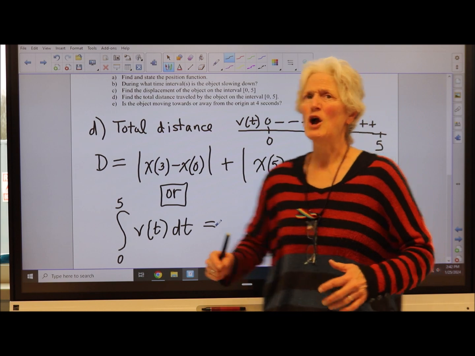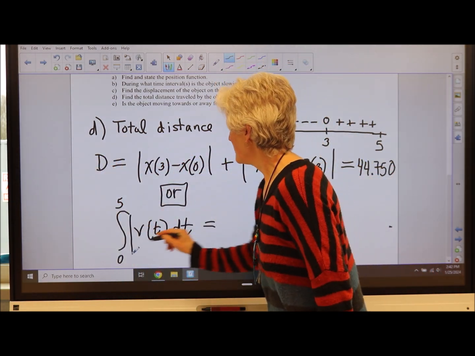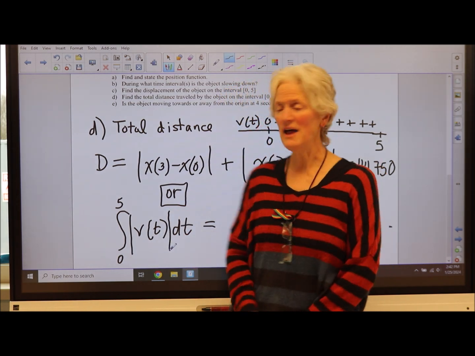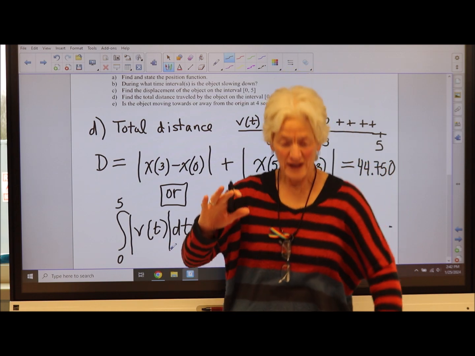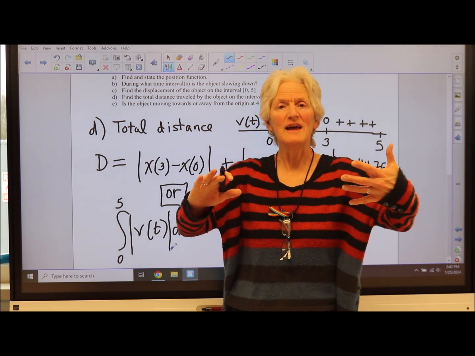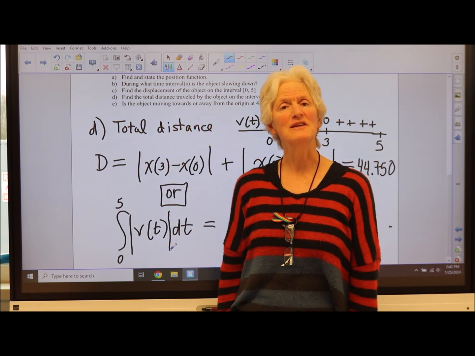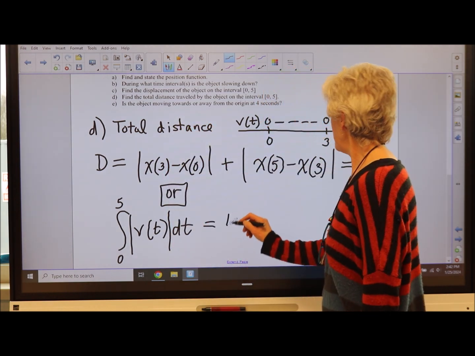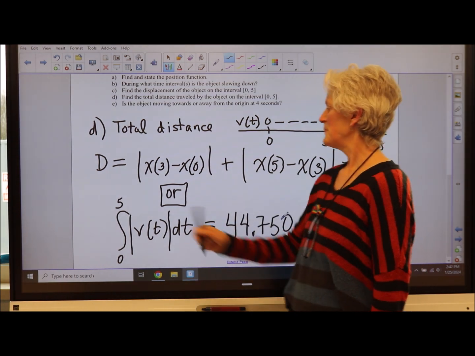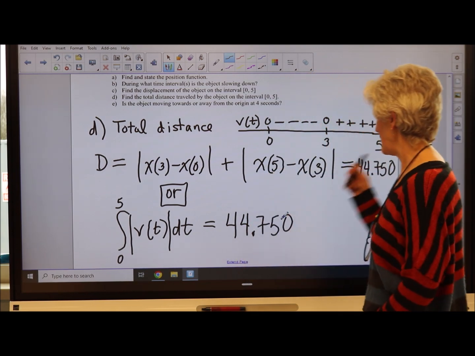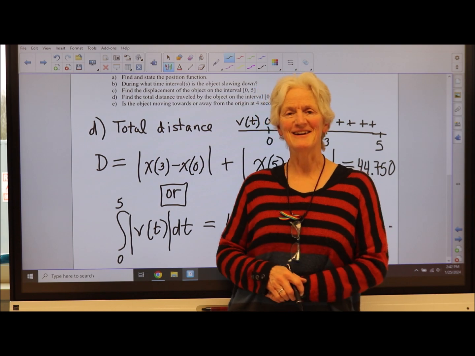But if I want to make all of the area positive, I could just slap an absolute value around v of t. That will reflect any area that's below the x-axis over the x-axis, so everything will be in positive land. And if you put this in your calculator with that absolute value, you'll see you get the same answer. Shall we see how that works? Let's do it. Let's look at our calculator.